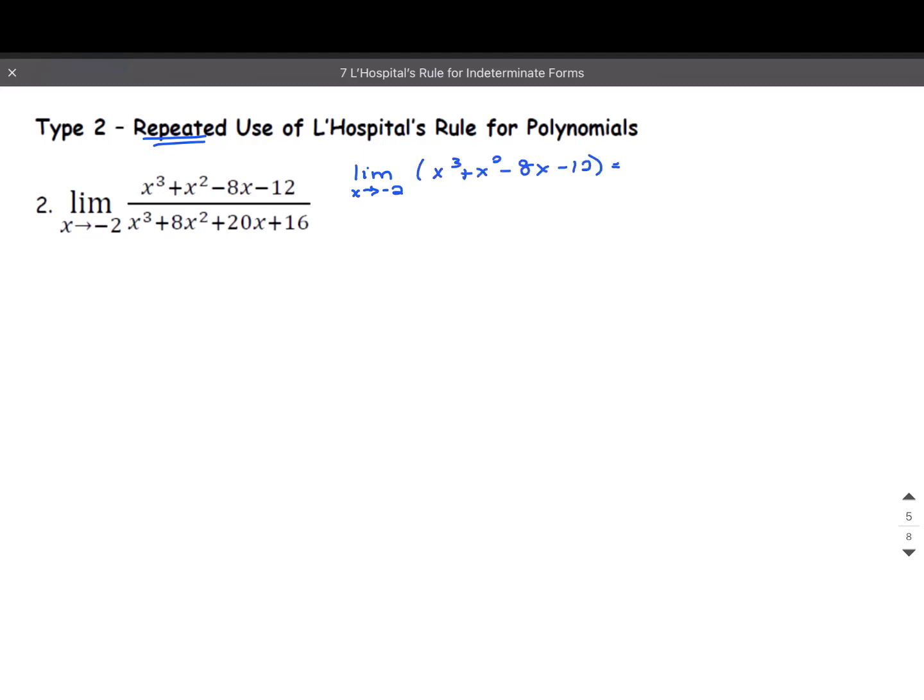And that's going to say, let's say negative 2 cubed is negative 8. Negative 2 squared is 4. Negative 8 times negative 2 is 16. And then we have minus 12. So that's going to give us 0.